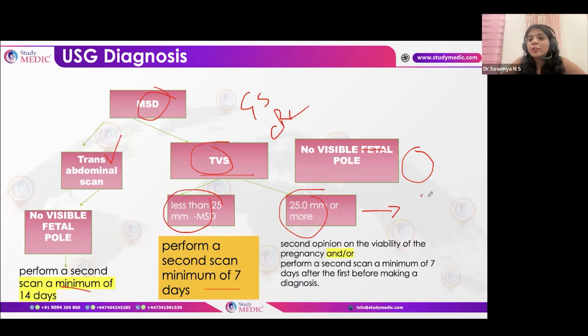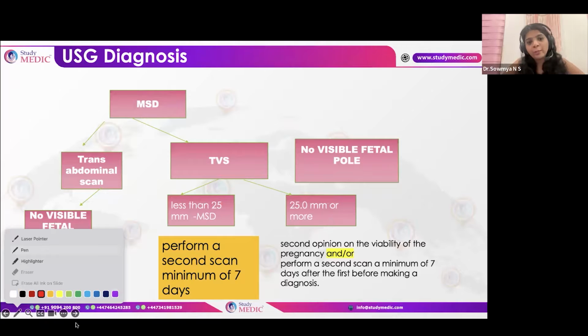For example, somebody comes to you, probably like 7 weeks since her last menstrual period, and you see that the gestational sac diameter is 27, but there is no visible fetal pole. Then you can do one thing. You can send a second opinion now, or repeat a scan after 1 week, or you can do both. Okay, because you need to be double cautious before you diagnose the miscarriage.